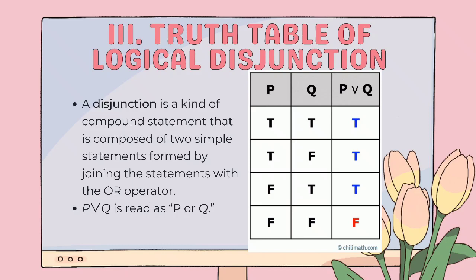Remember, the truth value of the compound statement P or Q is true if the truth value of either of the 2 simple statements P and Q is true. More so, P or Q is also true when the truth values of both statements P and Q are true. However, the only time the disjunction statement P or Q is false is when the truth values of both P and Q are false.